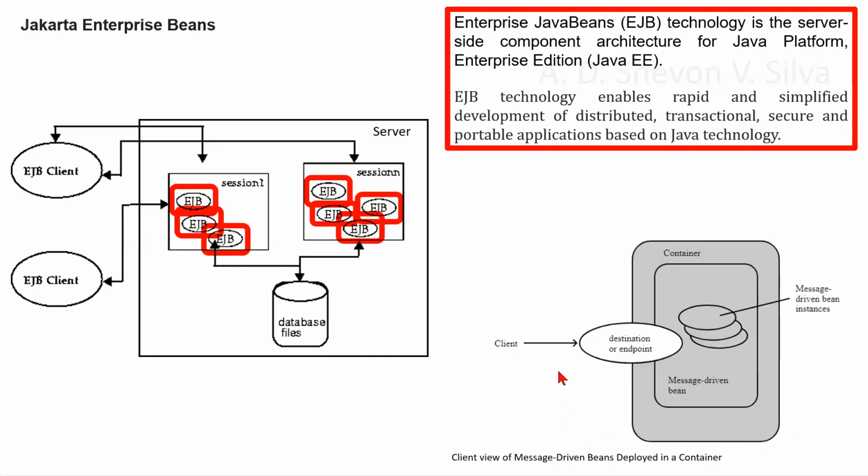Here you can see the client view of message driven beans deployed in a container. To a client, a message driven bean is simply a message consumer. The client sends the messages to the destination or endpoint, for which the message driven bean is the message listener, just as it would do any other destination or endpoint. The message driven bean as a message consumer handles the processing of the message.